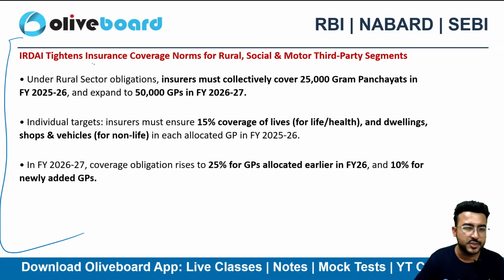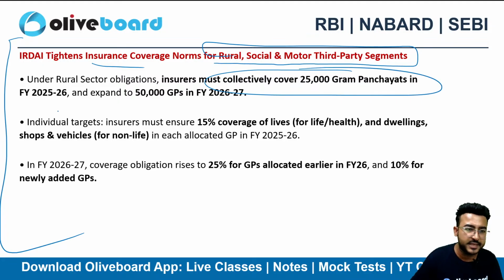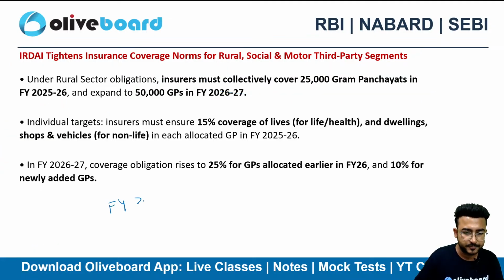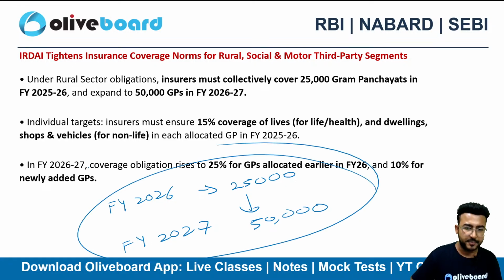IRDAI tightens the insurance coverage norms for rural, social and motor third party segments. Here we can see that collectively we need to cover 25,000 gram panchayats. That's the target for financial year 2026. 25,000, and the target is doubled as of now for financial year 2027 to 50,000. So please do remember this thing.